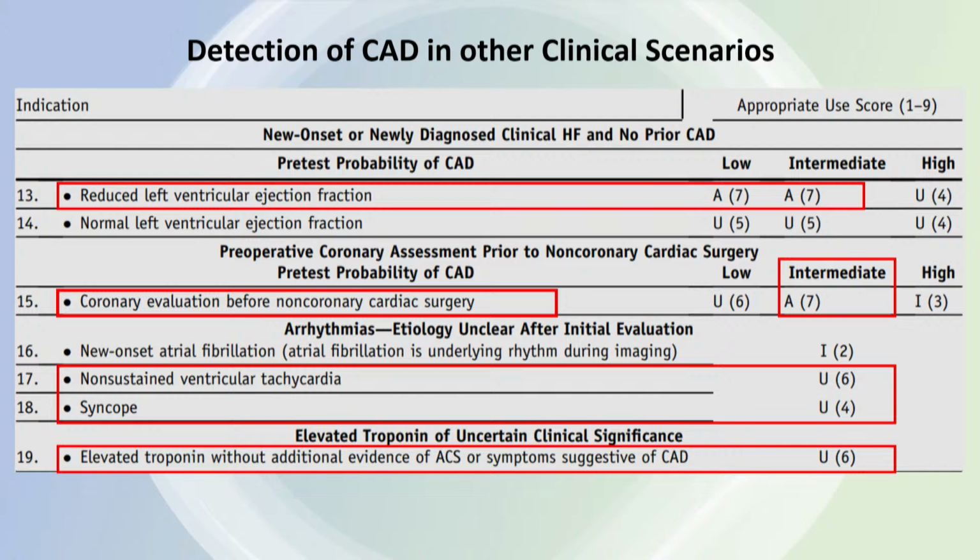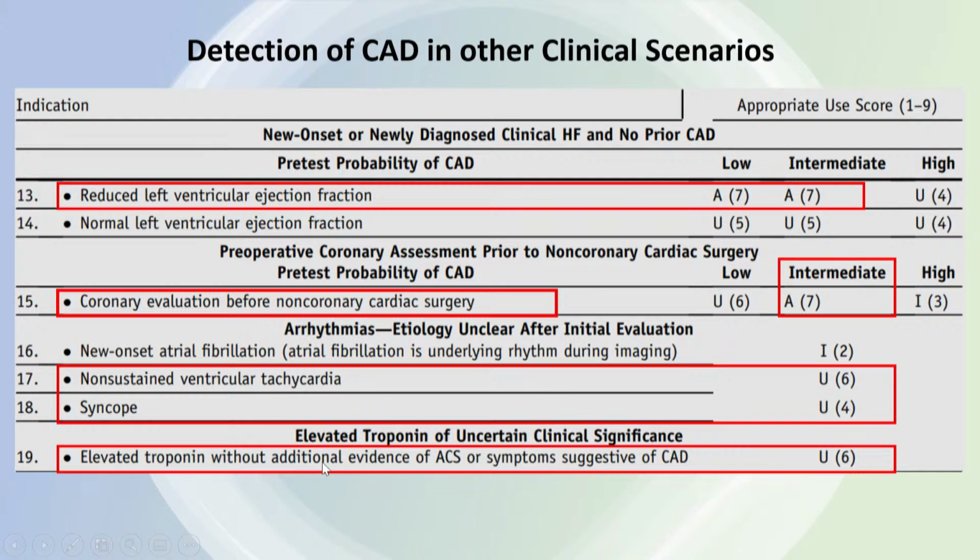If you have patients with newly discovered reduced left ventricular ejection fraction, you can send them for cardiac cath, but CT, especially in younger patients, is completely appropriate for that. For pre-op risk stratification, it's appropriate in intermediate risk patients that are undergoing non-coronary cardiac surgery. And there are some other indications that we see on the inpatient side, NSVT, syncope, and these are used.